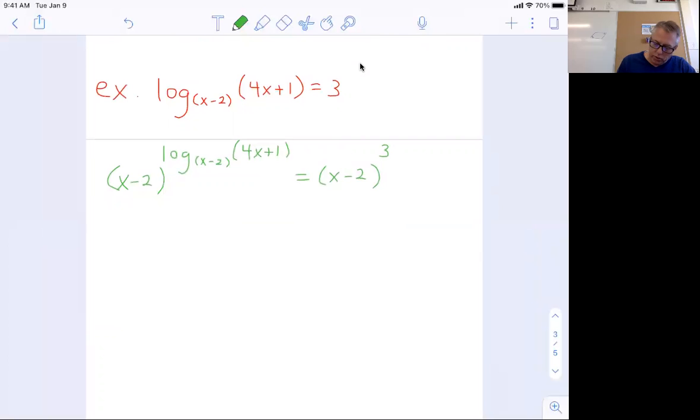And the x minus 2 on the left side, the x minus 2 and log x minus 2 cancel. So we get 4x plus 1 is equal to x minus 2 to the third.